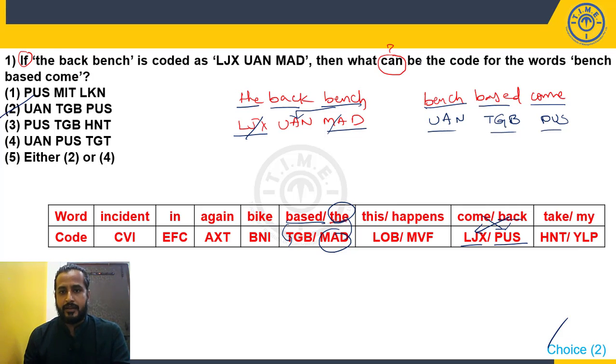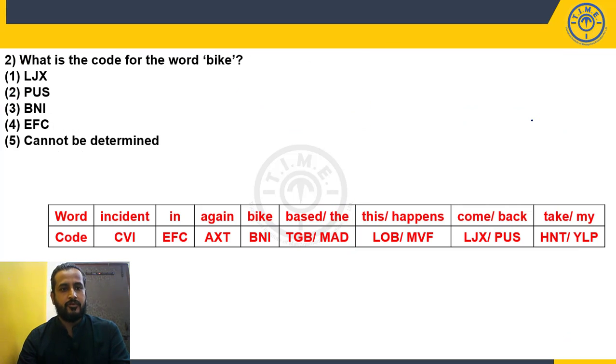If it is given "what can be" or "what is the code for", in both cases your answer will be the same here. Okay. Question number 2. What is the code for the word "bike"? Yes, you have a definite code. The code for bike is BNI. Choice 3.